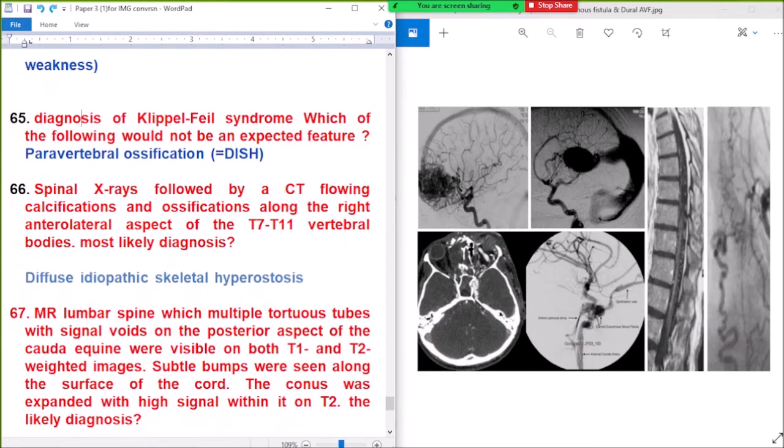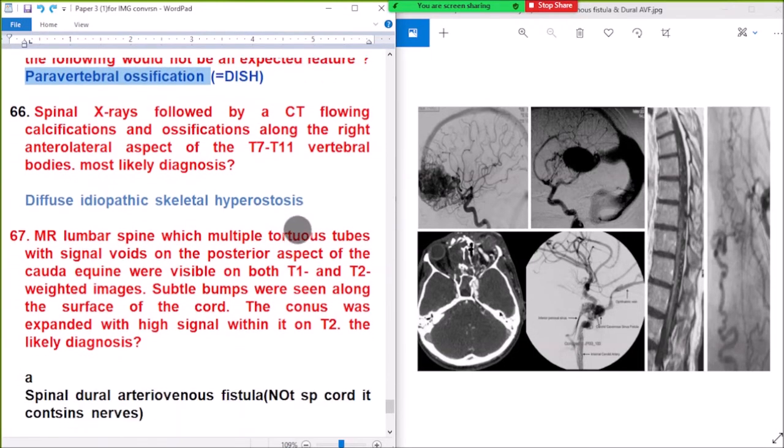Question number 65. Diagnosis of Klippel-Feil syndrome. Which of the following would not be an expected feature? Paravertebral ossification. This paravertebral ossification is seen in DISH, it is not seen in Klippel-Feil syndrome.